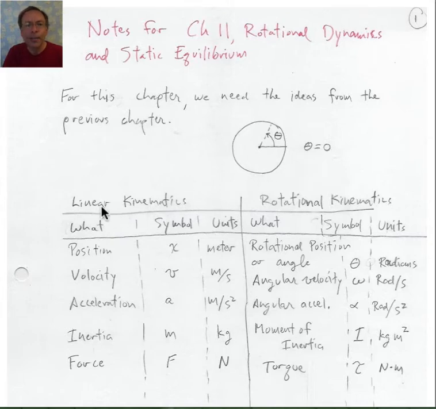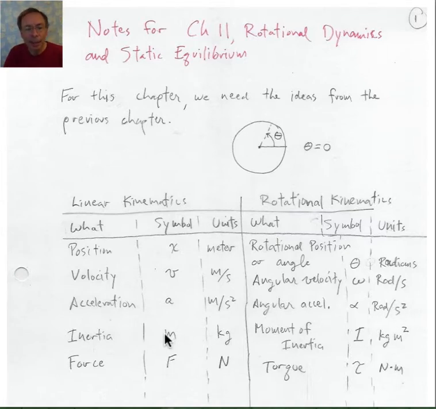All right, now let's talk about the units and symbols. When we did linear kinematics, position had the symbol x, and its units were meters. Now for rotation, the symbol is theta, and the units are radians. Linear velocity was v in meters per second. Angular velocity is omega in radians per second. Linear acceleration is a in meters per second squared. For rotation, it's alpha in radians per second squared.